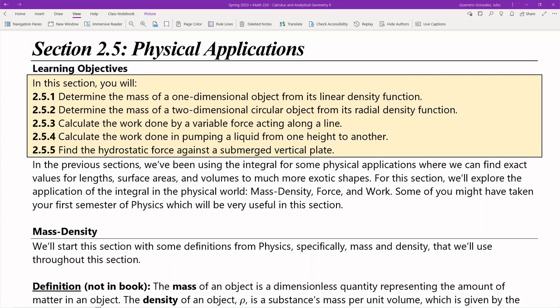Hello, everyone. This is the lecture for section 2.5, Physical Applications. In this section, we're going to handle a couple of things that will require some knowledge from outside of this course. We're going to need a fair amount of stuff from our first semester of calculus, or sorry, first semester of physics. I'll try to cover the best I can some of these physical definitions while we're moving along.